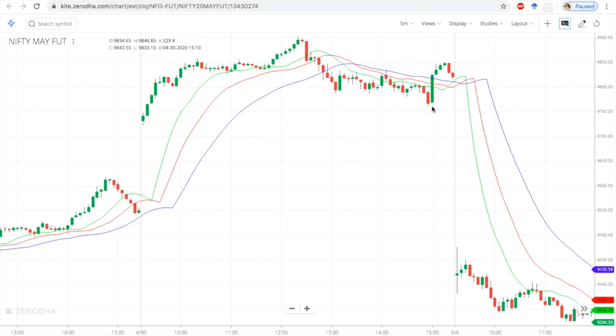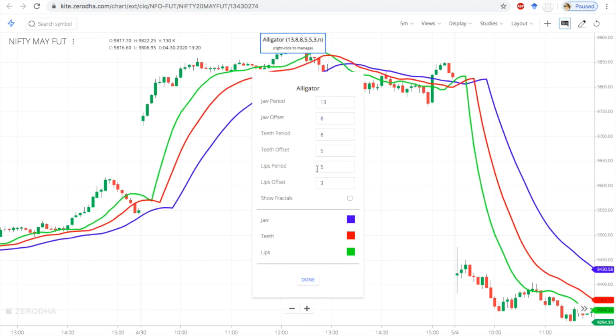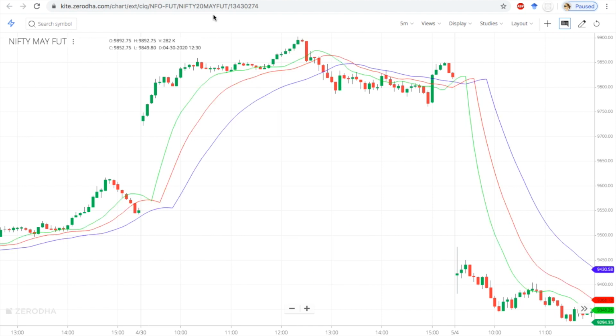Now in order to add the alligator indicator, just go to studies and click on alligator indicator. The alligator indicator comes with three lines, that is jaw, teeth and lips, and this is the period of the moving average. You can change it according to your requirement. It is similar to your moving average. Now the alligator is also known as the Williams alligator and it was developed by Bill Williams. It is used to find out the trend in the market.